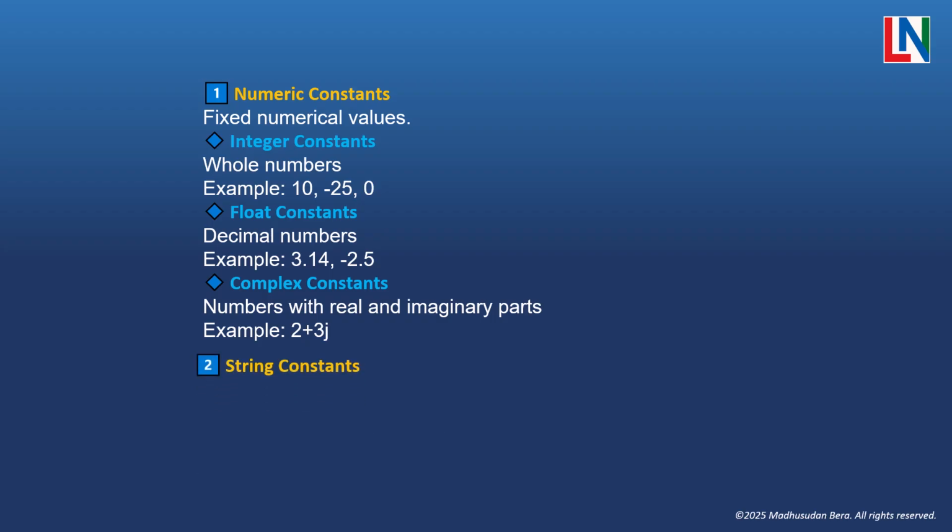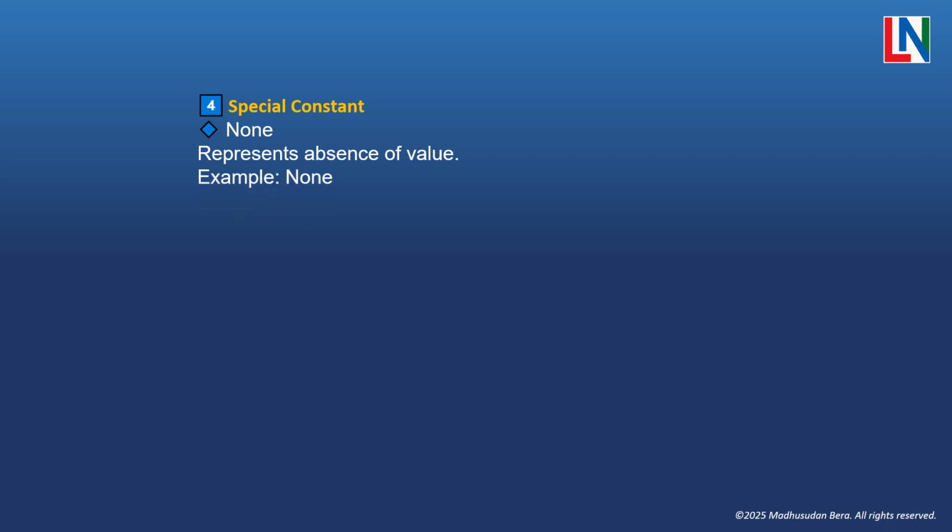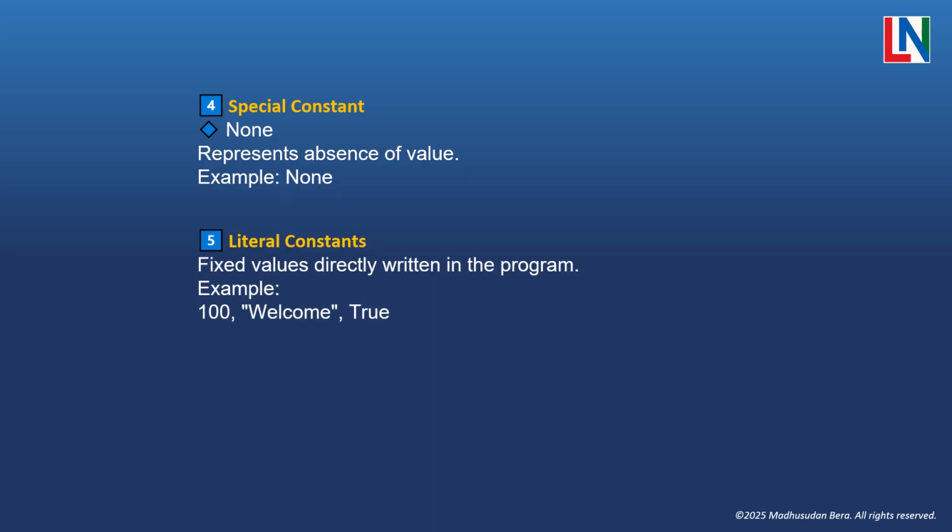String constants, sequence of characters enclosed in quotes. For example, within double quotation marks "hello", within single quotation marks 'Python', etc. Boolean constants, only two values, True and False. Special constant, None, represents absence of value. Example, None. Literal constants, fixed values directly written in the program. Example, 100, within double quotation marks "welcome", or True, etc.